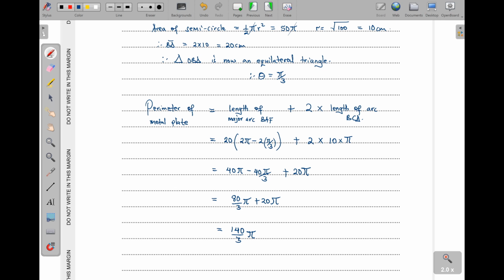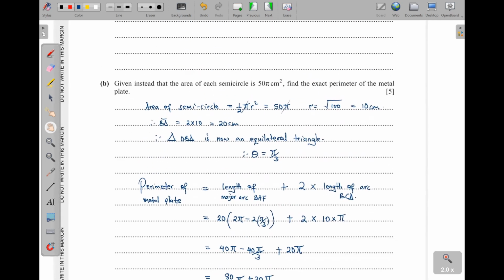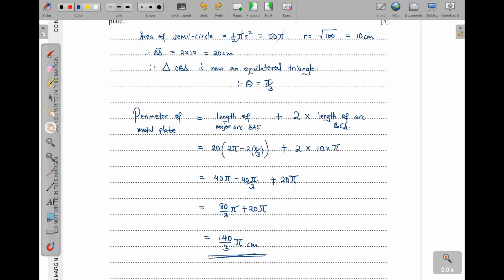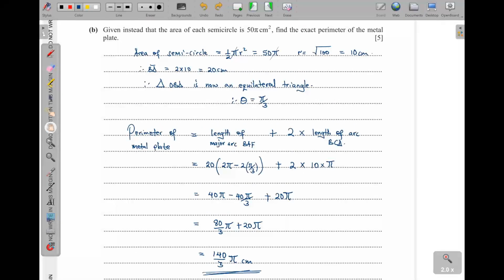Okay, this will be in centimeters. That will be our perimeter. They told us exact. Yes, they said find the exact, so I can leave it there. Don't put it to 3 significant figures.